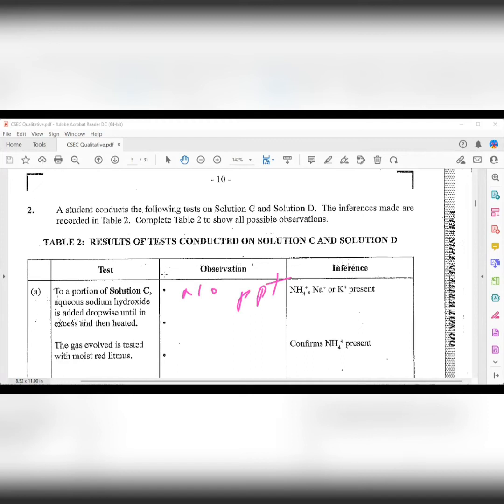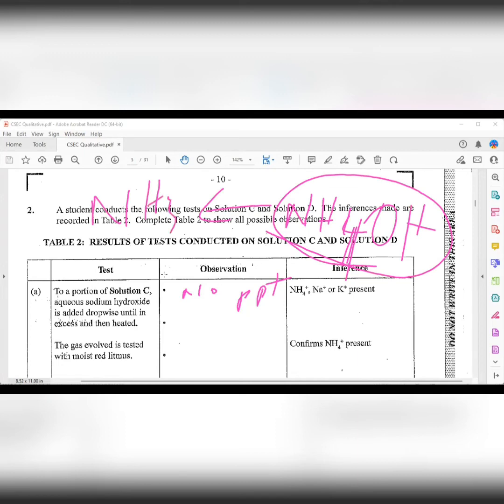Then now it says that it confirms ammonia. So something must be happening while you're getting ammonia. Now remember, if you heat the ammonium ion with sodium hydroxide, if you heat this species, you are going to get ammonia. Now, there's something special about ammonia. Ammonia is pungent. What do we mean by pungent? Do you know what I mean by pungent?